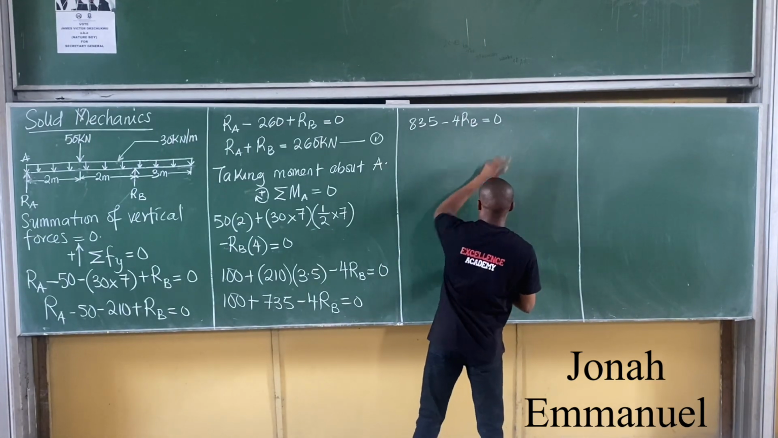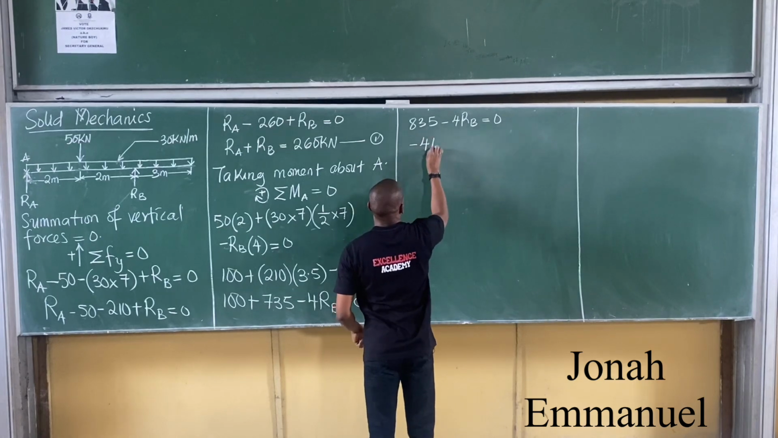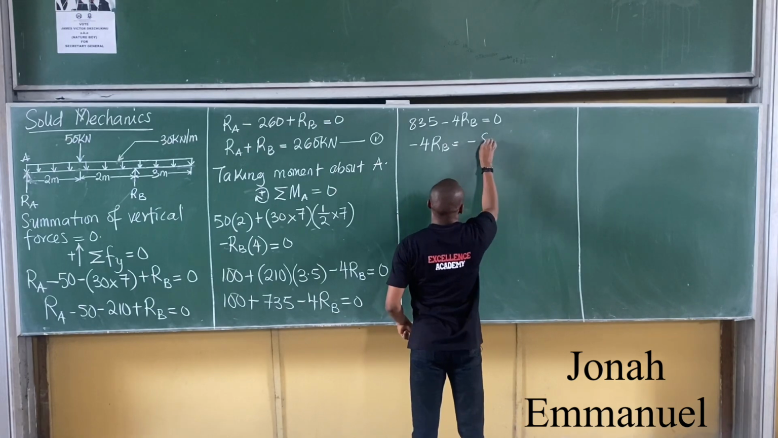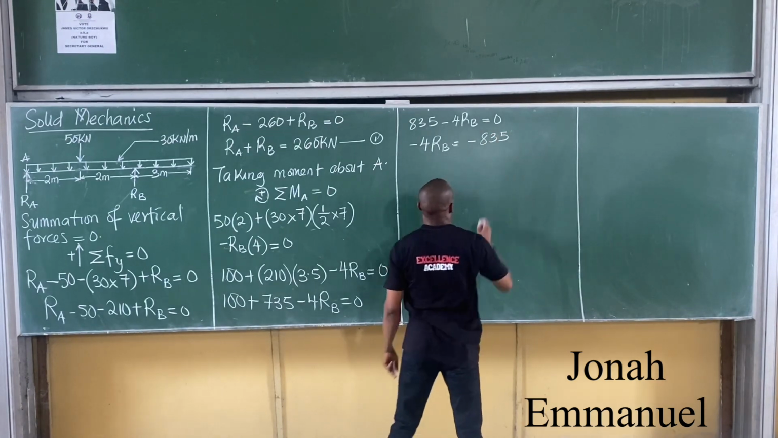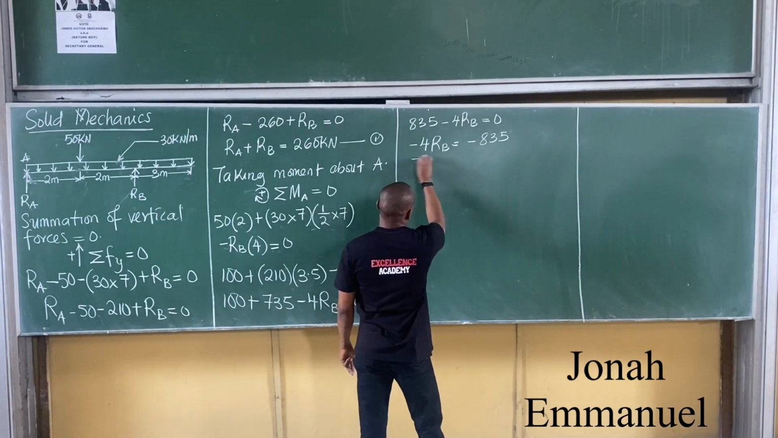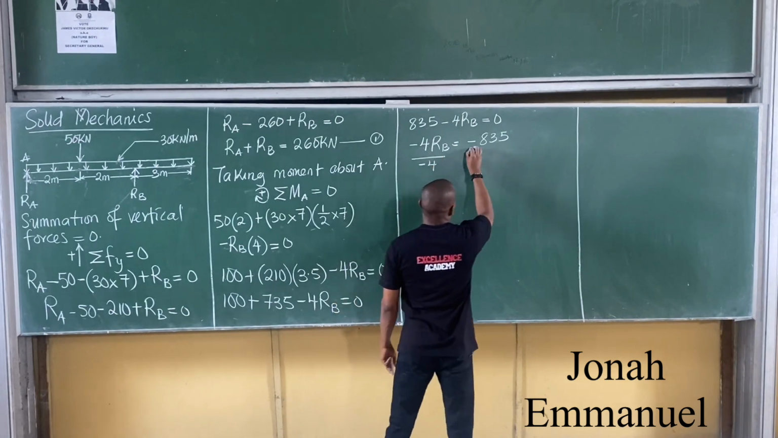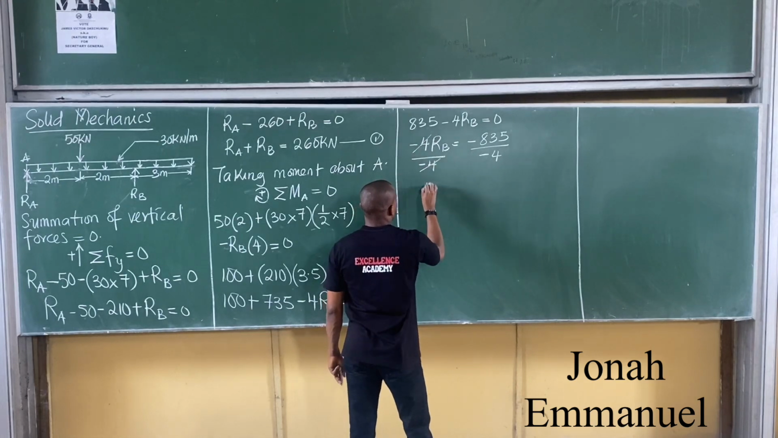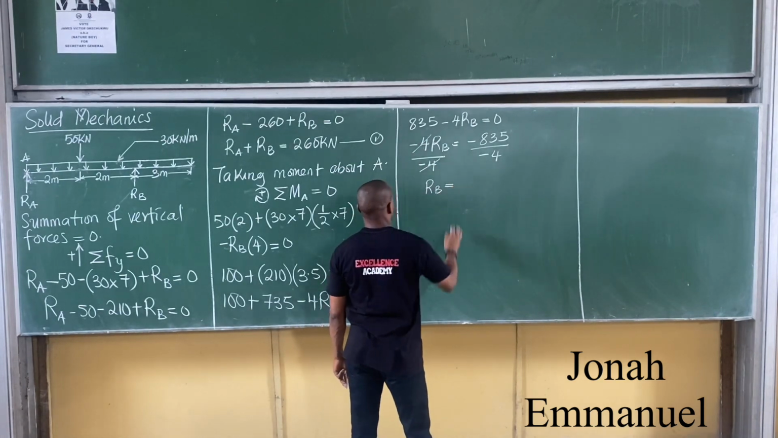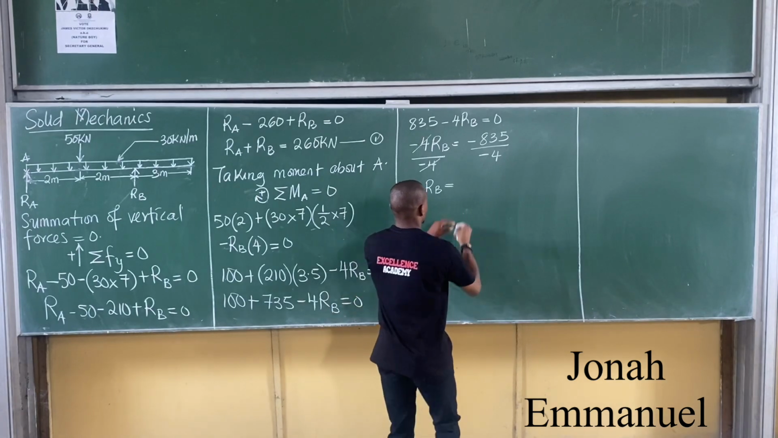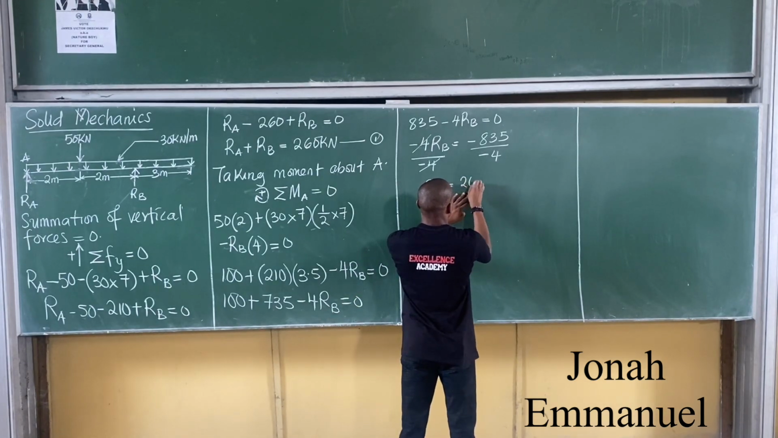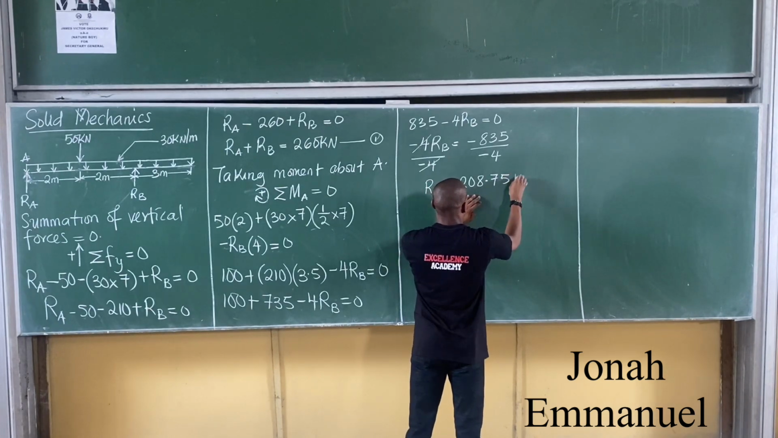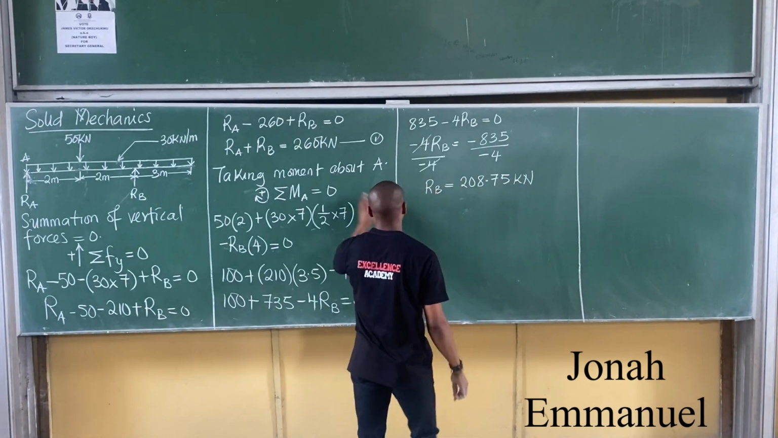Move this over here. I'm having minus 4RB is equal to minus 835. Of course, get RB by dividing by minus 4, divided by minus 4. This will cancel this. So RB is equal to this new value, 208.75, in what there? Kilonewton. So let's get RB there.